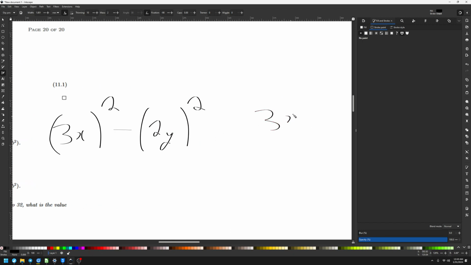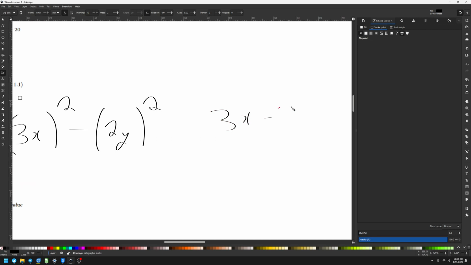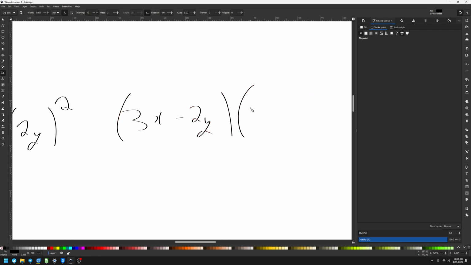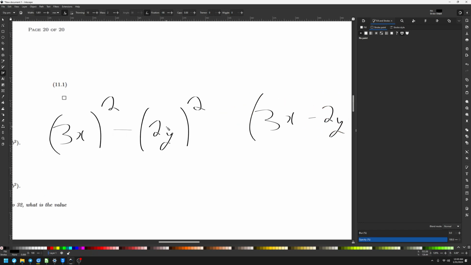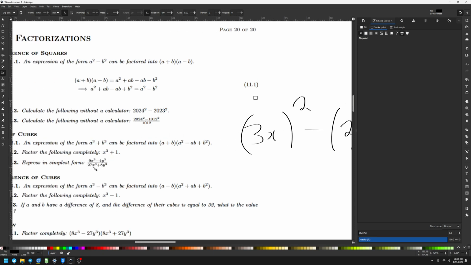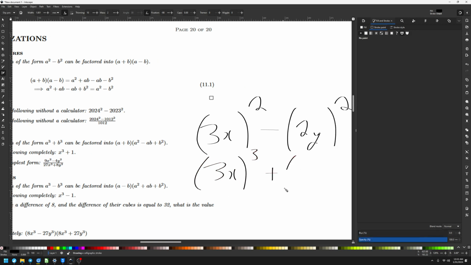So 3x minus 2y times 3x plus 2y, minus and then plus. Now onto the denominator. This is a sum of cubes, and we can write that as 3x cubed, sorry, not squared, cubed, plus 2y cubed.